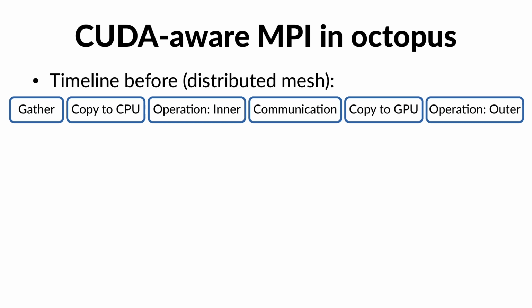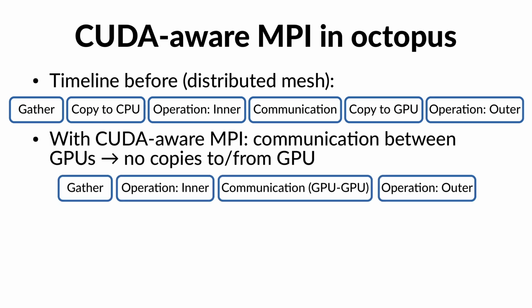Now this can be improved by using CUDA-aware MPI. Namely, we can directly use GPU to GPU communication to get rid of the copies. So you can get rid of the copies to the CPU and to the GPU and directly copy between GPUs. Then the timeline looks like this.